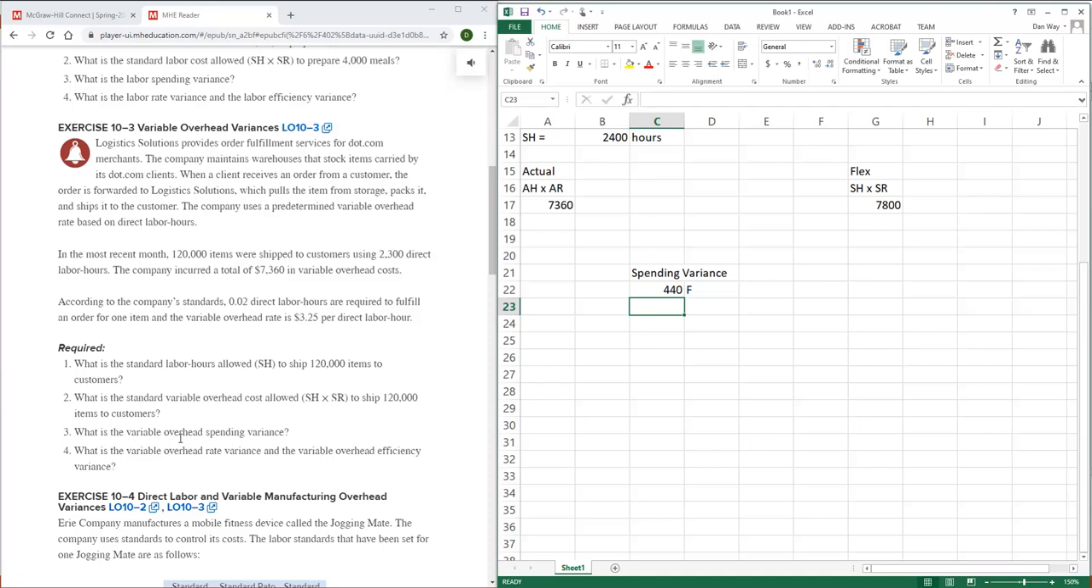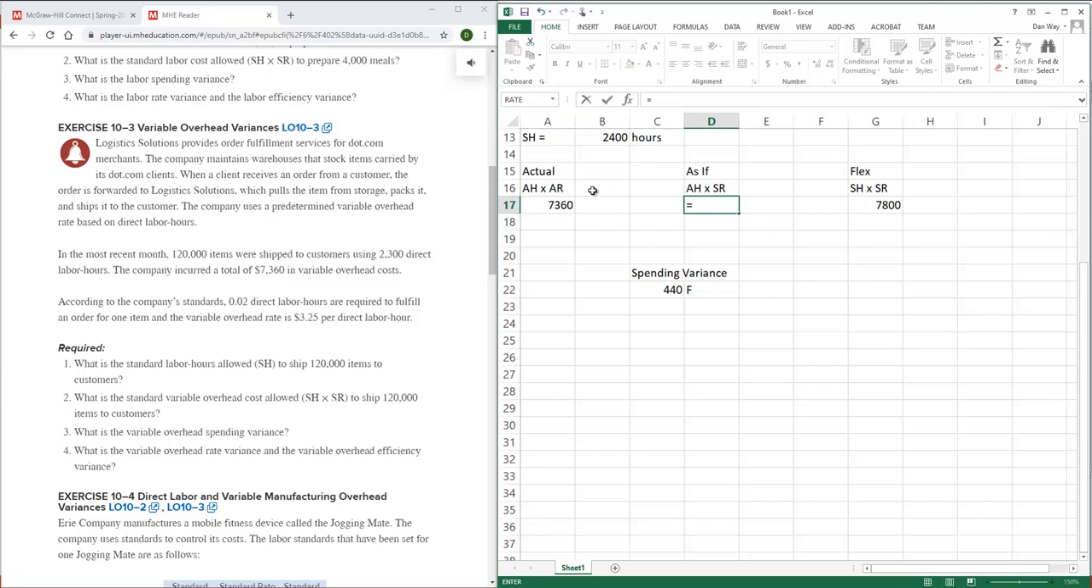Part 4 then wanted to know the overhead rate variance and the overhead efficiency variance. So we're going to need our as-if stuck in the middle here. That's our actual hours, our standard rate, again, so we can isolate the change or difference in hours over here. That will speak to efficiency. And we can isolate the difference in rates over here, and that'll speak to that rate variance.